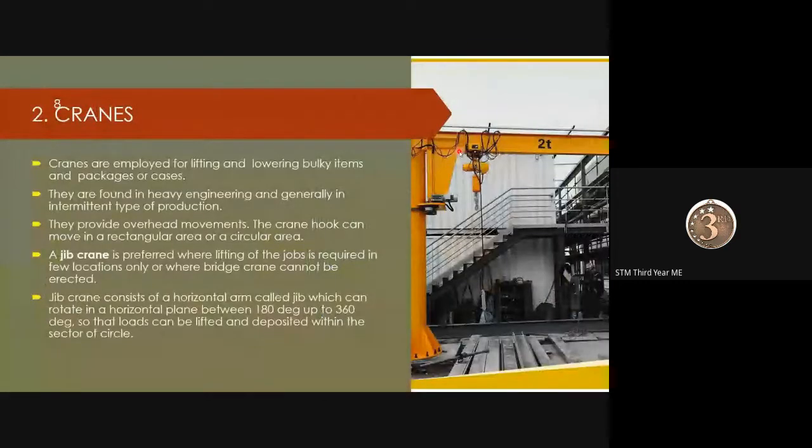Then cranes. Cranes are used for outside purposes, outside the industry, for heavy engineering purposes and all. Basically, hoisting heavy machineries is what is being done using cranes. And there are many types of cranes, cranes that can rotate. You have seen big cranes in construction sites and all. Such cranes are even used outside the industry. So a crane's basic job is to lift the material from one place to another.